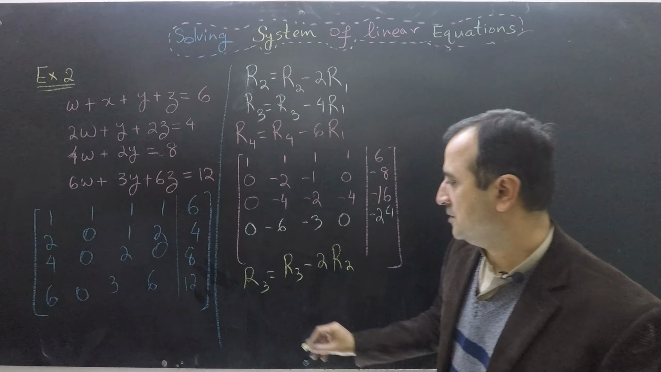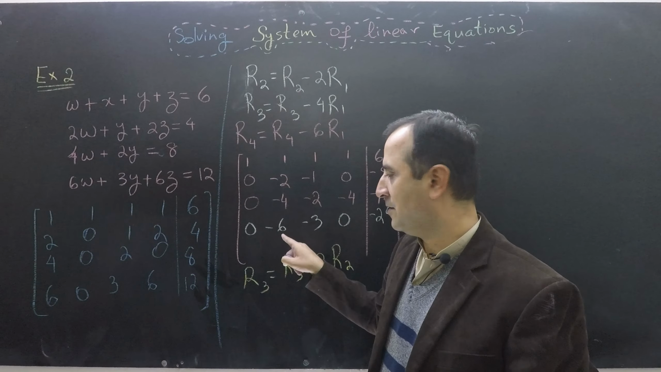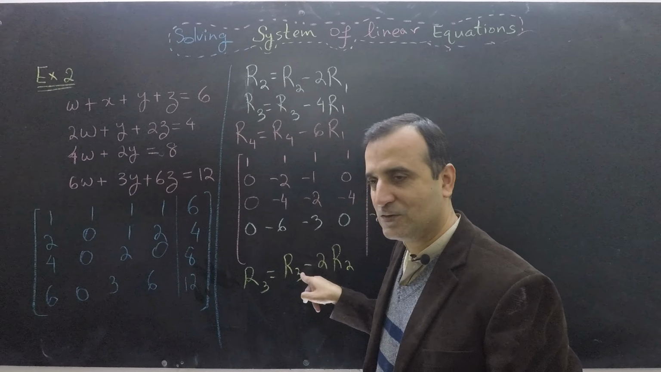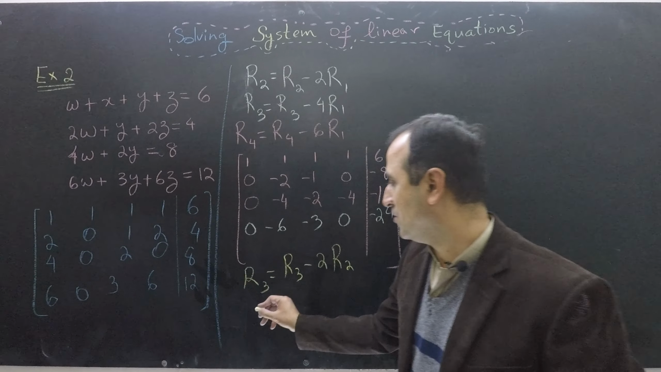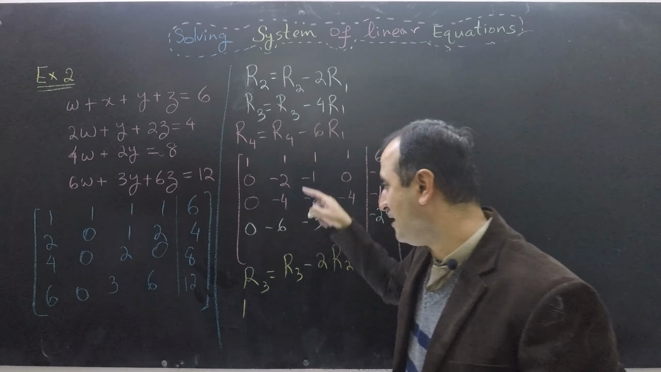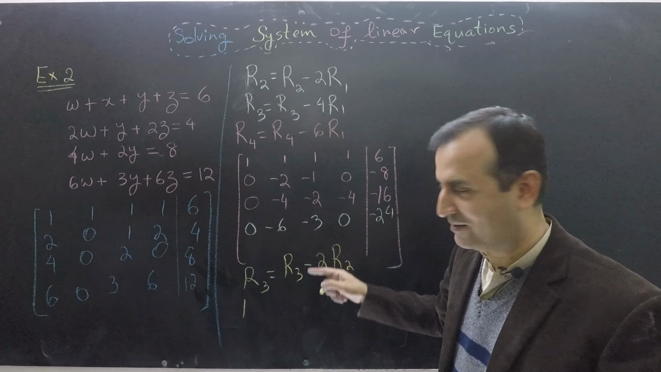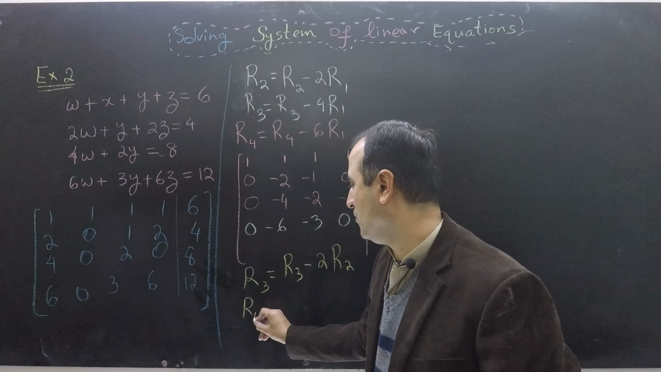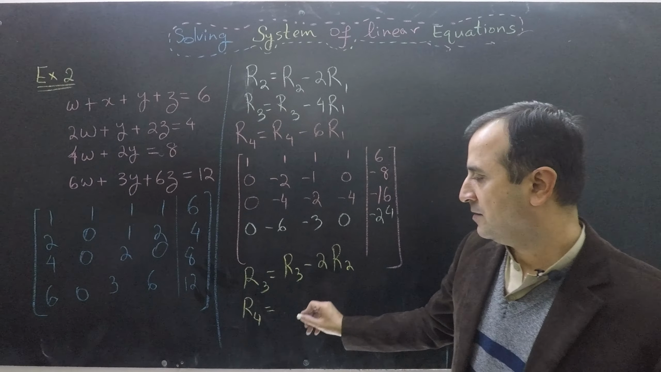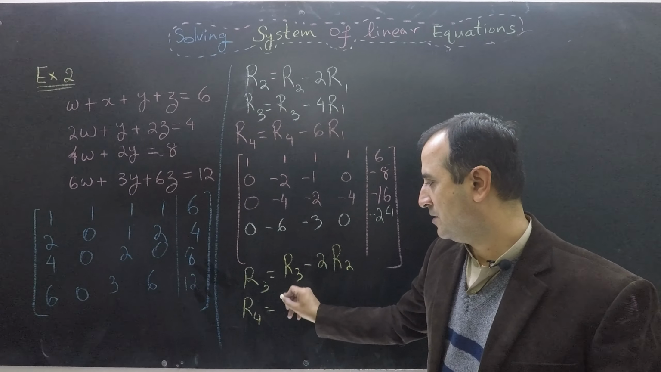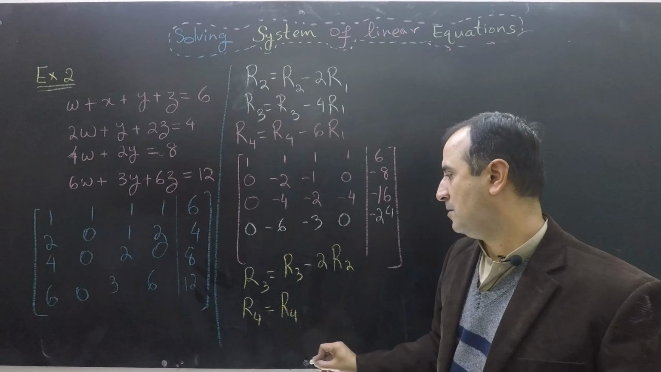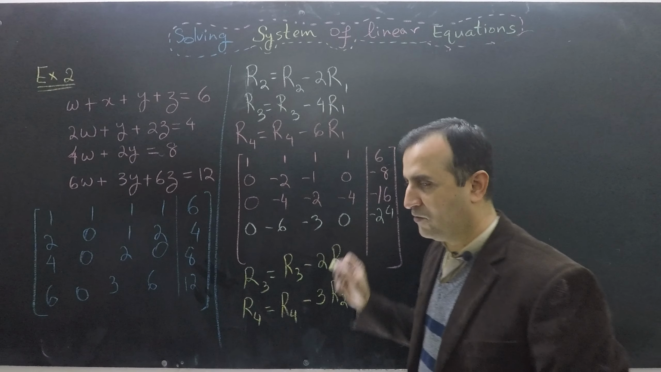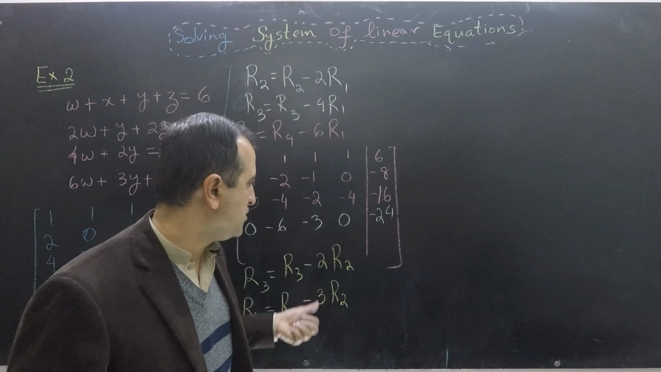So that's fine. Similarly, I have to... Wouldn't it be plus because both are minus? Because I want to change the sign, minus is correct, she is correct, right? When the signs are the same, we do minus; when the signs are different, we do plus. Now, R4 is equal to what? Can you write? R4 minus 3 row 2.